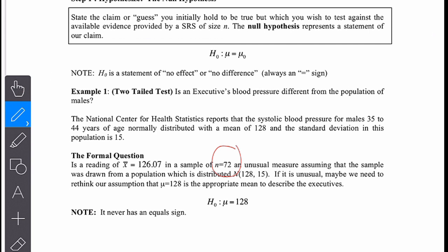The National Center for Health Statistics reports that the systolic blood pressure for males 35 to 44 years of age is normally distributed with a mean of 128 and a standard deviation of 15. So I have that information on the general population.